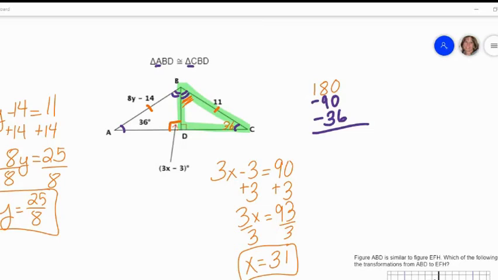45? What was it again? 54. Okay, cool. I'll write that down. I gave away all my calculators. So, all right, so that's 54.